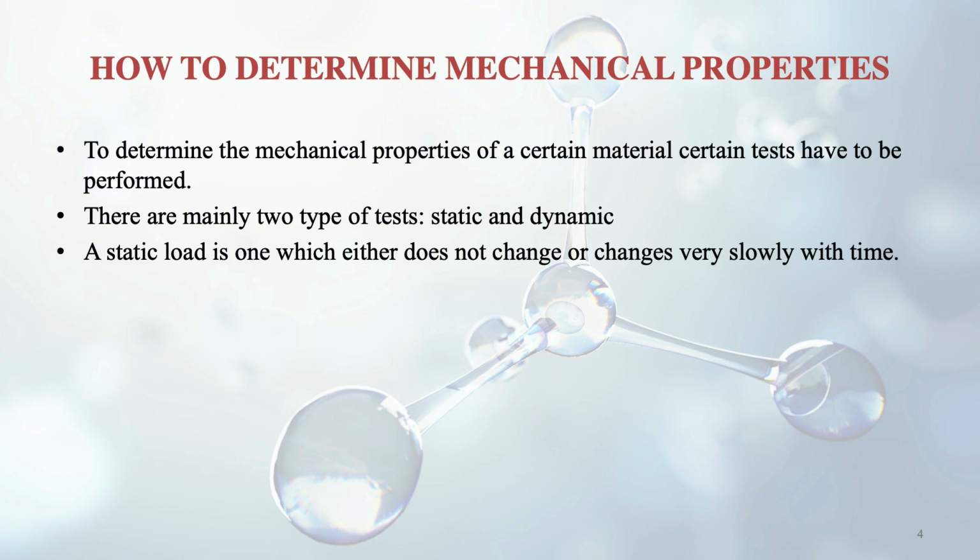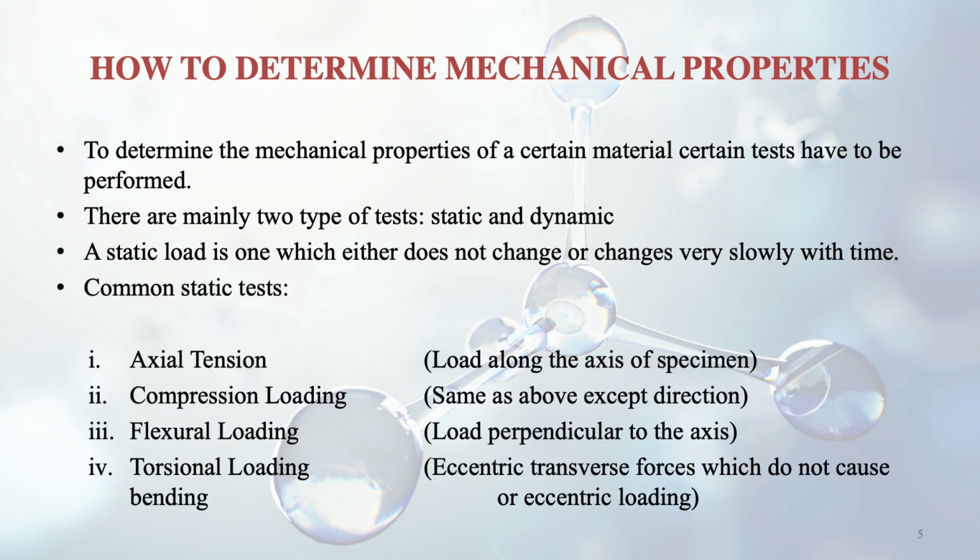So how to determine the mechanical properties? When we talk of mechanical properties, we should also know the ways to determine them. So there are different ways. The static ways are there and the dynamic ways are there. So common static tests are like the axial tension test, where the force is applied along the axis of the specimen.